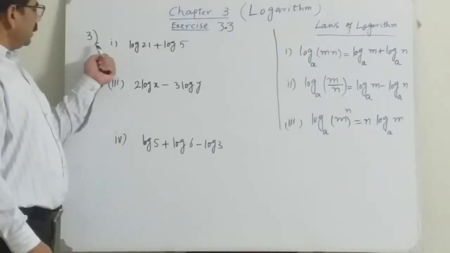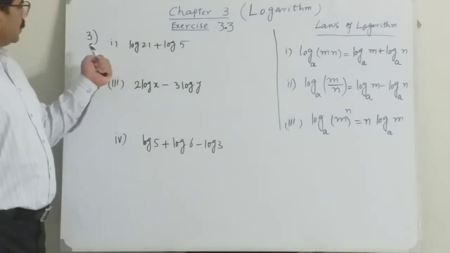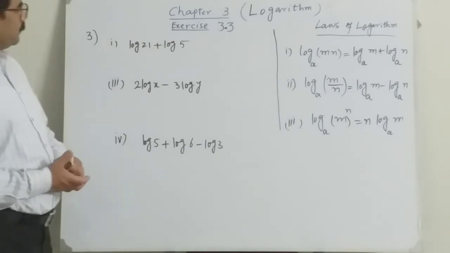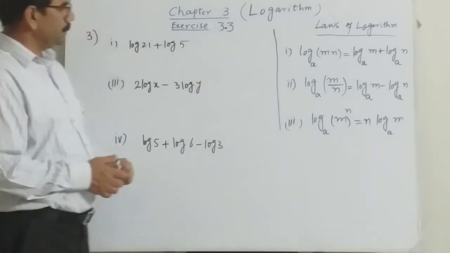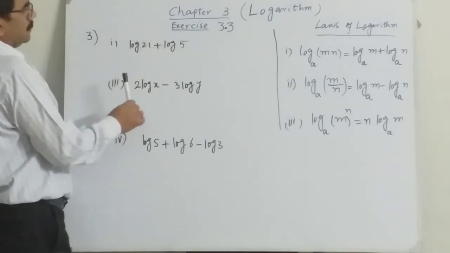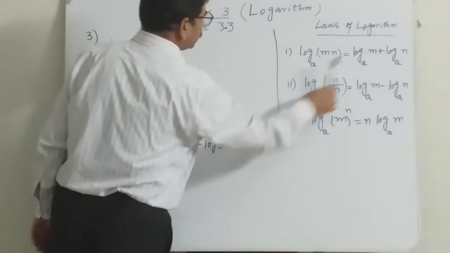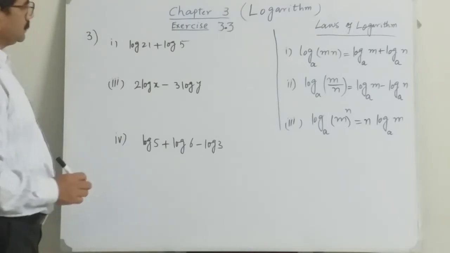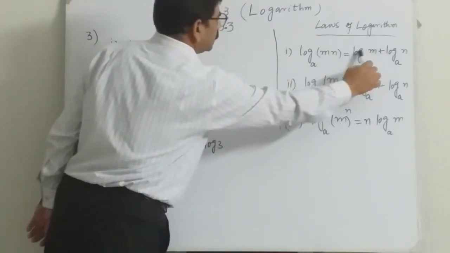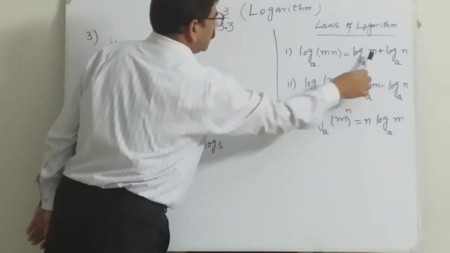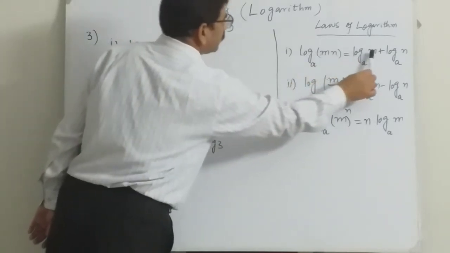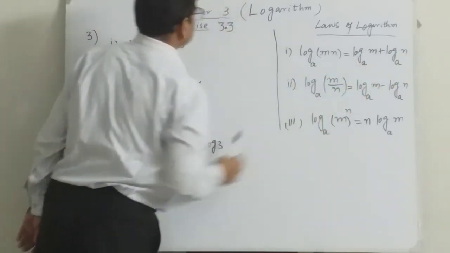In question number 3, we have to write the given statement in the form of a single logarithm. Now in question, the statement is given in accordance with the right hand side of the three laws. Now when we have sum of the logarithm of two numbers and want it in the form of single logarithm, we can take logarithm of the product of the given numbers.